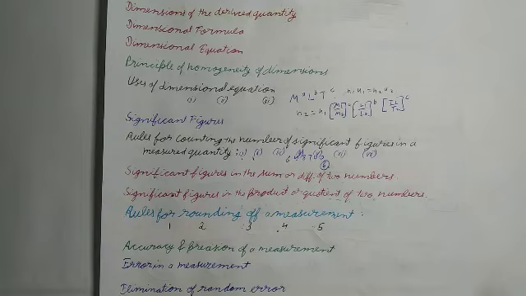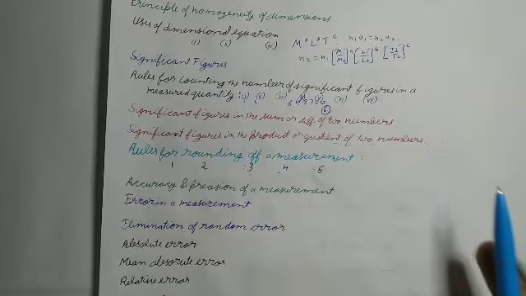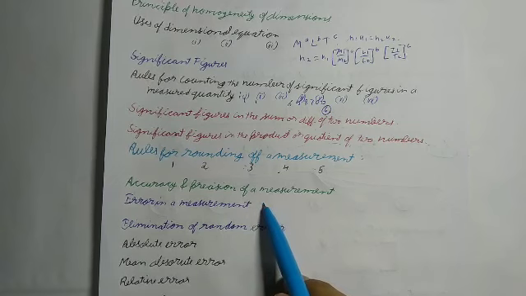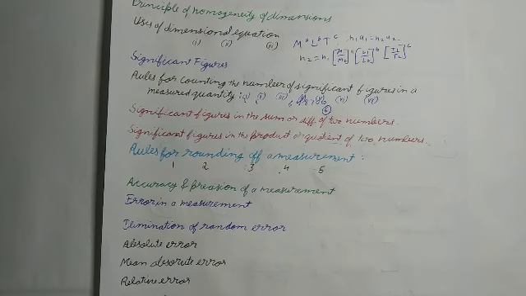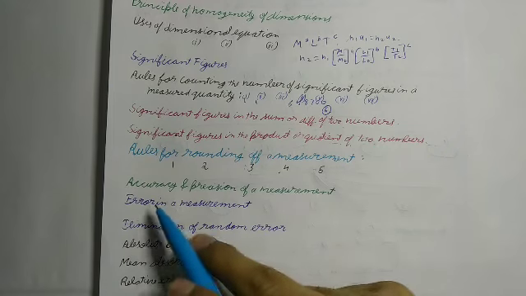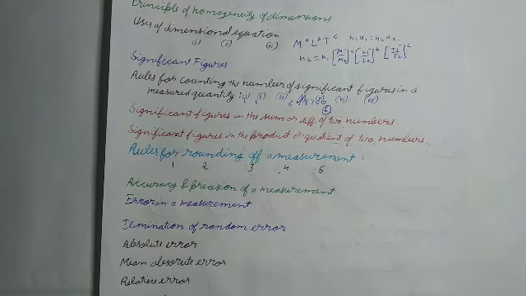Now, accuracy and precision of a measurement. Accuracy refers to the closeness of a measurement to the true value of a physical quantity. Precision refers to the resolution or the limit to which the quantity is measured. Now, error in measurement. It is the difference between the measured value and the true value of a physical quantity. It gives an indication of the limits within which the true value may lie.